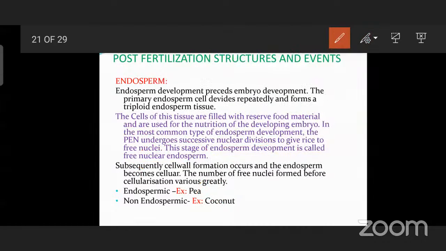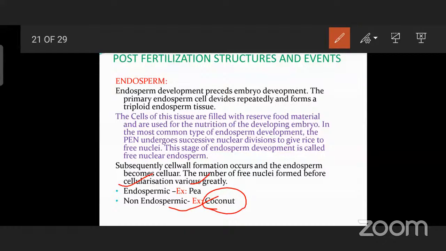So, cellular endosperm and nuclear endosperm. Endosperm may be either completely consumed by the developing embryo before seed maturation, which is called non-endospermic, example coconut. Or it may persist in mature seeds, that is endospermic. Example, pea, groundnut and beans.